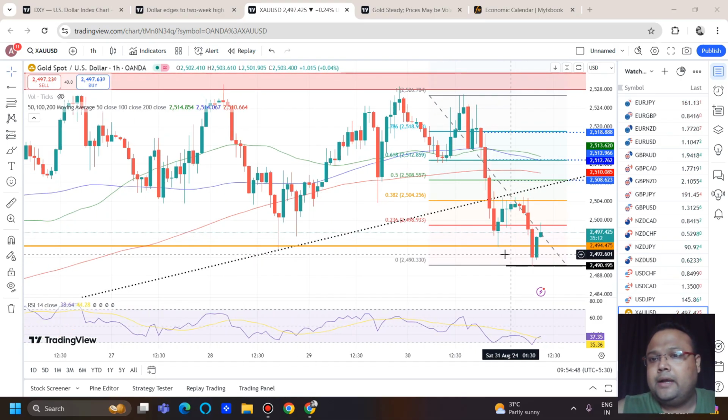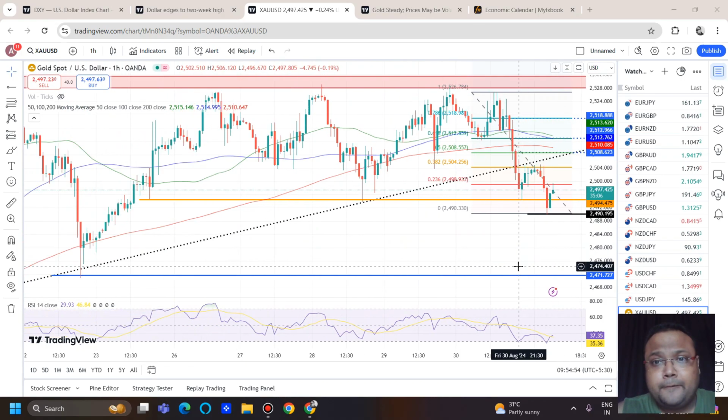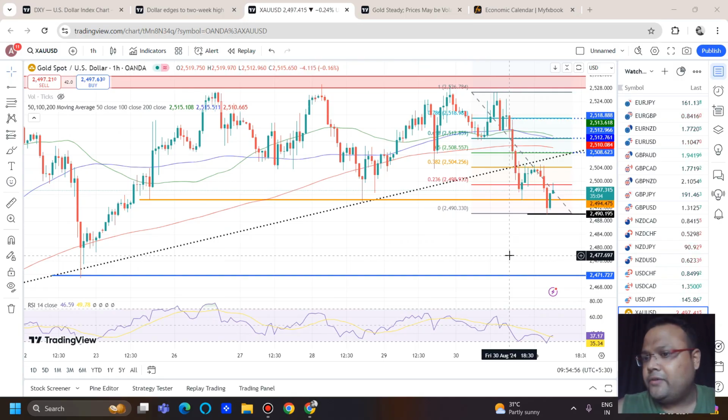After the market opening, gold made a low around 2490, and now gold is trying to recover again. So overall, the levels that we discussed on Saturday are still very much valid, but there have been some little changes that I would like to discuss today.